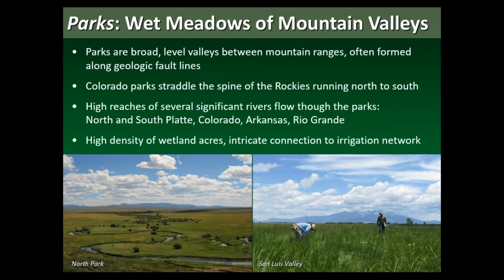The second wetland story I would like to share today is about wet meadows and other herbaceous wetlands that occur in the broad open valleys between Colorado's mountain ranges, which are locally referred to as parks. Colorado's parks and valleys straddle the spine of the Rocky Mountains, running north to south, and many have been formed along geologic fault lines.